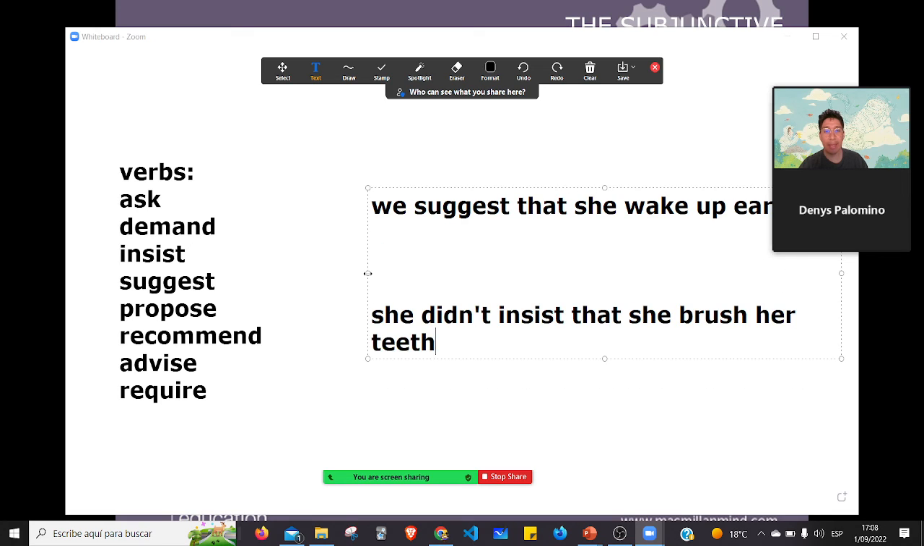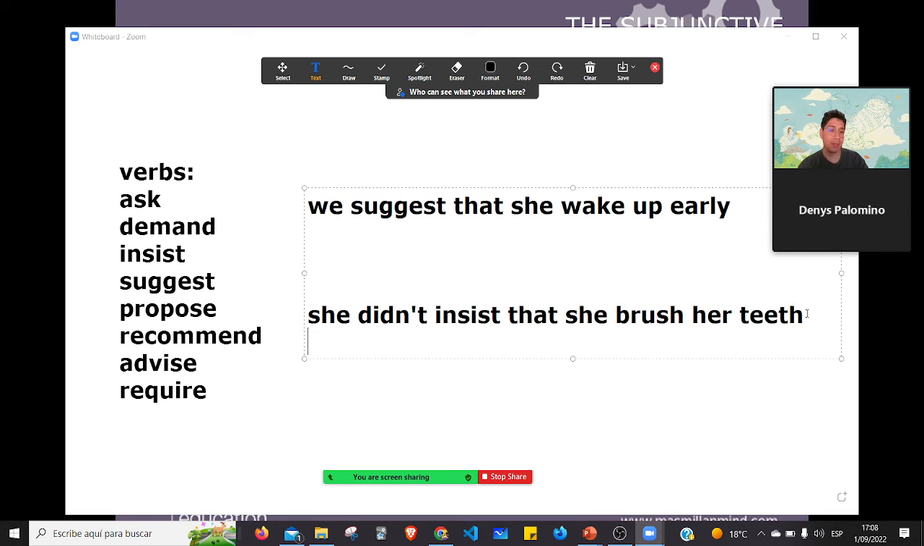Ella no insistió en qué? En que ella se cepillase los dientes. Puede ser negative in the first part. No, depende de lo que quieras decir. It depends on what you want to say. So, ella no insistió en que ella se lavase los dientes o se cepillase los dientes.